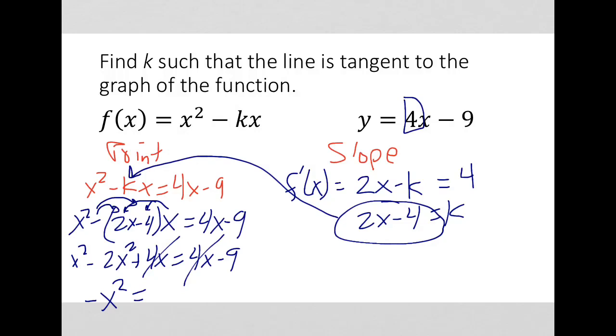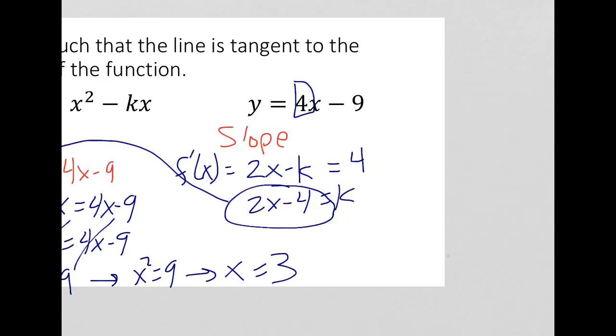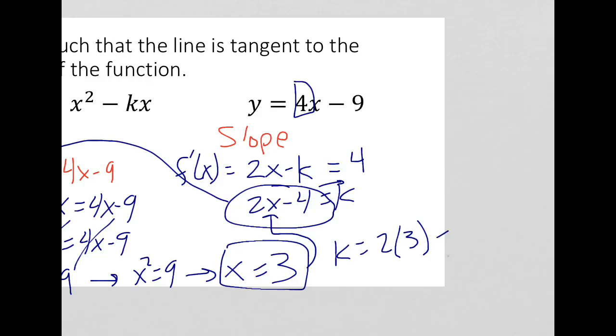Negative x squared equals negative 9. So x squared equals 9. So x equals 3. So as always, once we find one of these values, we need to plug in to our other equation to find the other value, k. So k is going to equal 2 times 3 minus 4 equals 6 minus 4 equals 2.